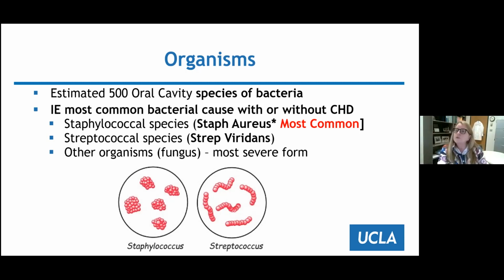IV drug abusers that are injecting heroin into their veins will go up through the venous system, and we will see more of these bacteria vegetations on their tricuspid valve and their pulmonary valve with IV drug abusers, because it will go to the right side of the heart and not the left side of the heart.